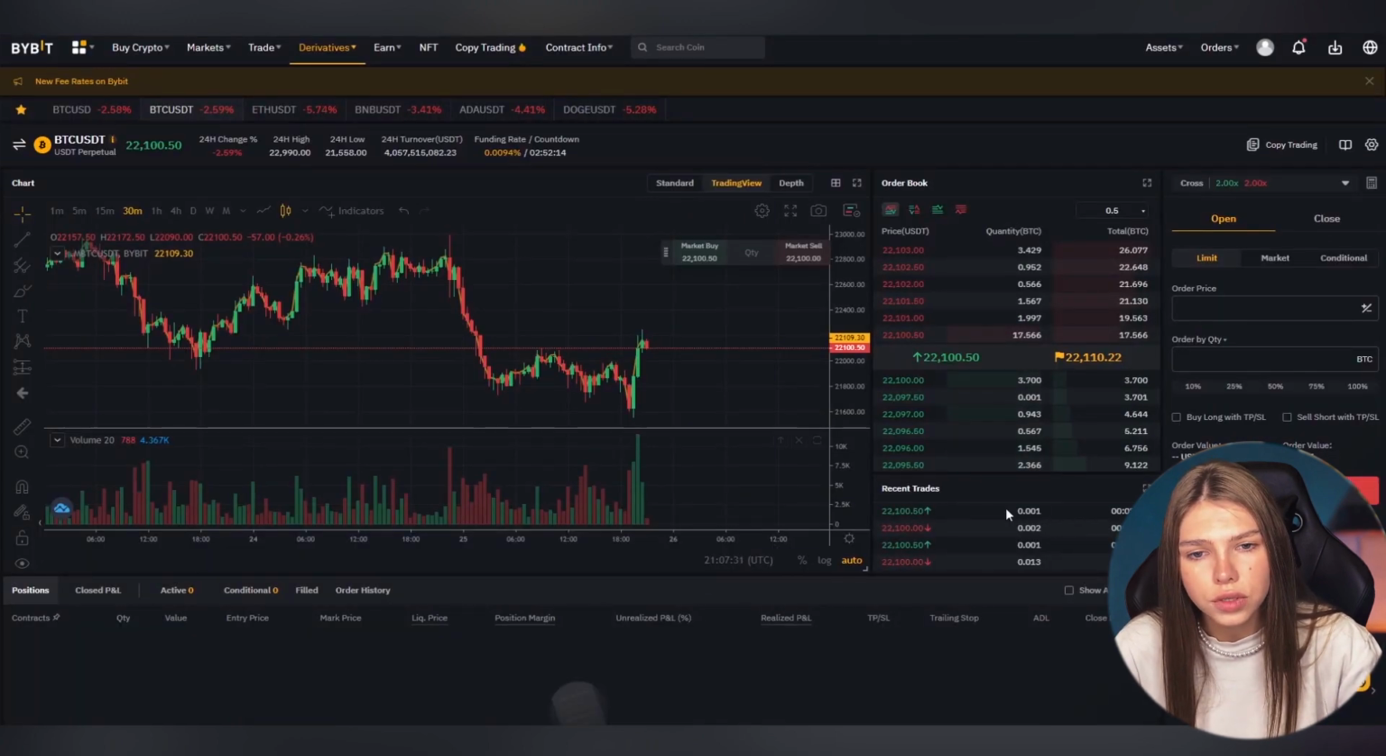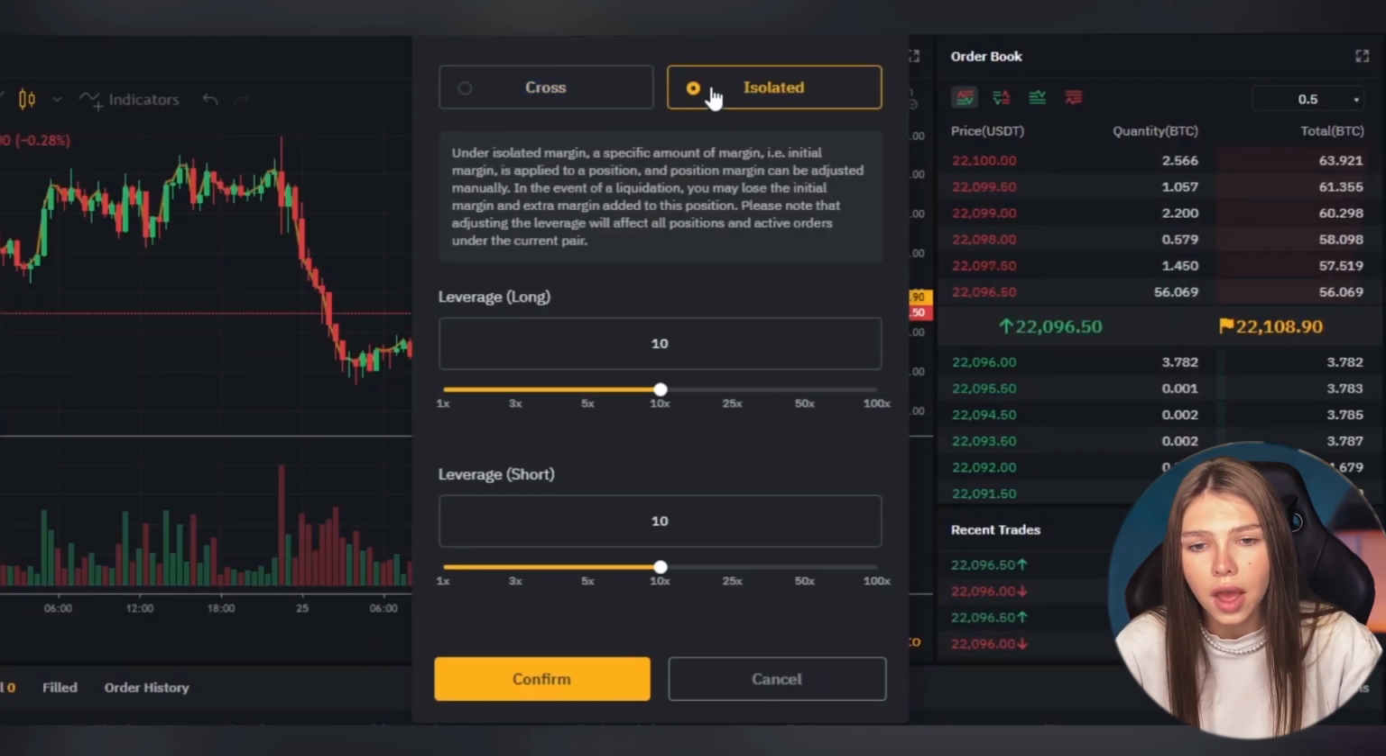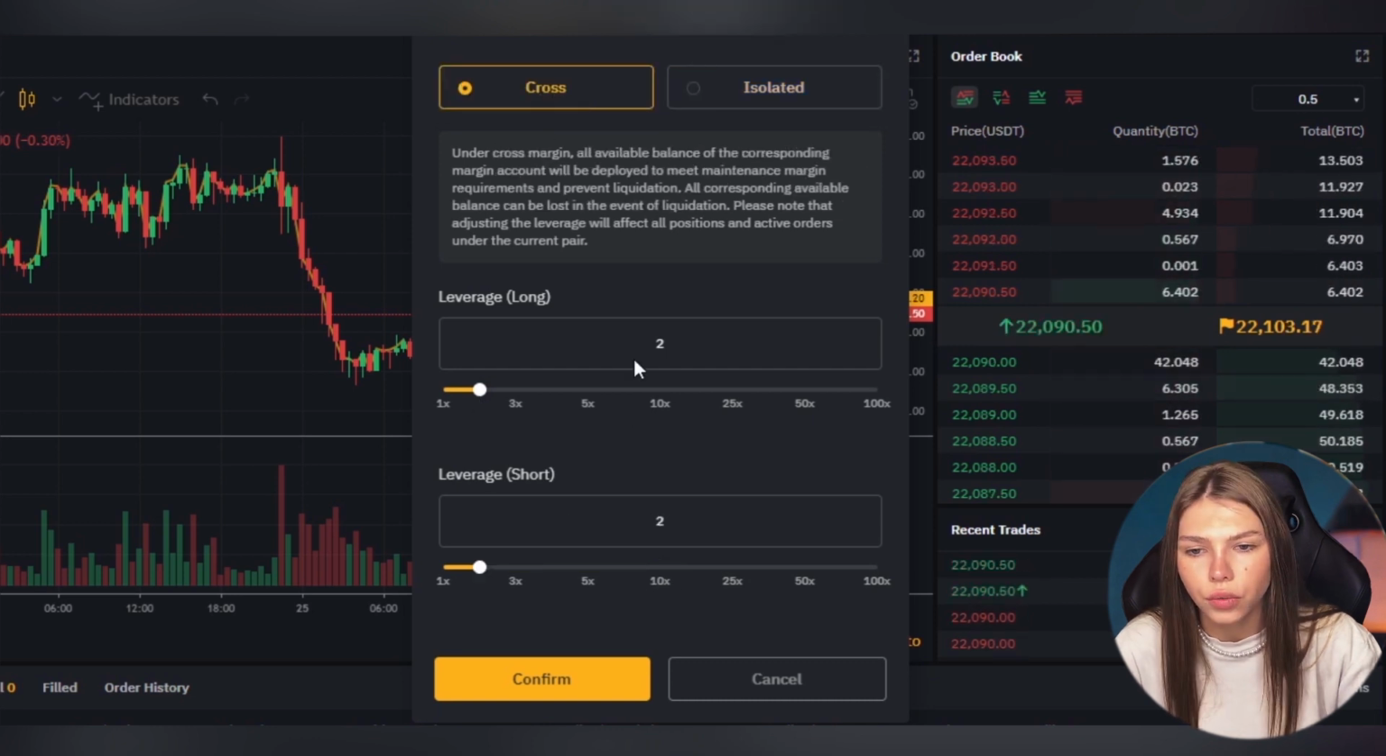Next thing you want to do is sort out your margin in terms of funding your positions. There's 2 things you can do. You can go cross, you can go isolated margin. So cross margin, we'll click it here. Cross margin, you can come and read this.